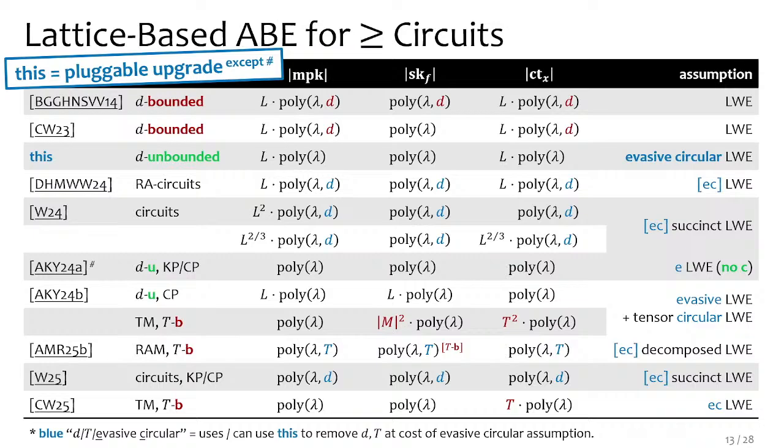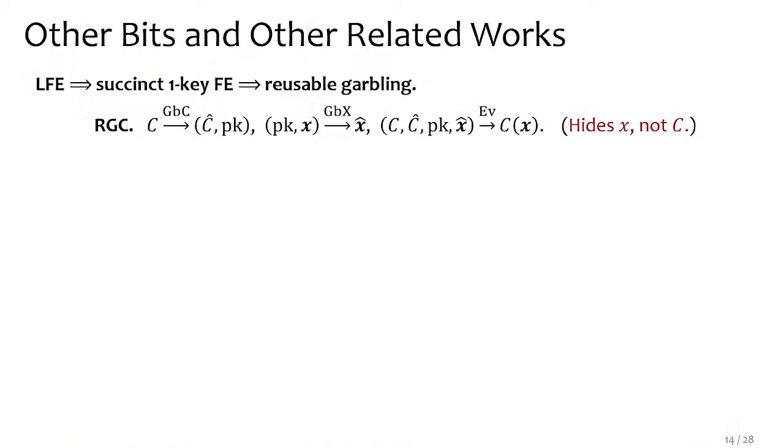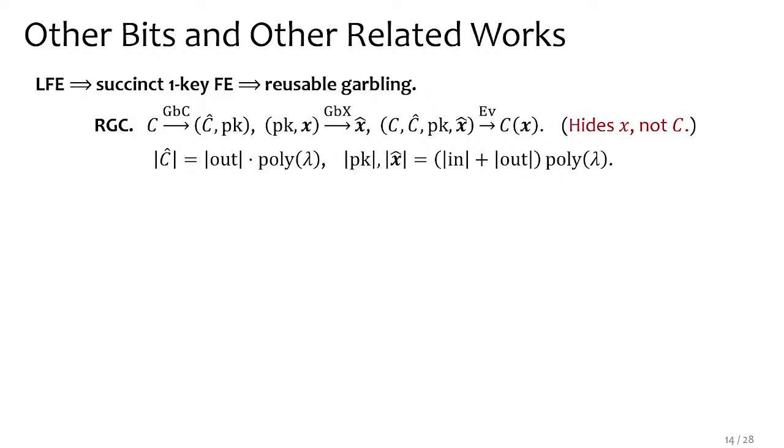Okay, and some other bits about the results in this work: laconic function evaluation is known to generally imply one-key succinct functional encryption, which further implies reusable garbling. So in reusable garbling, you garble the circuit once, and then you can encrypt your input. Together, they will reveal the evaluation result. But in our notion, the garbled circuit doesn't hide the circuit, only the input. And from our technique, we can obtain a garbled circuit of output size and public key, and the input encoding of input plus output size.